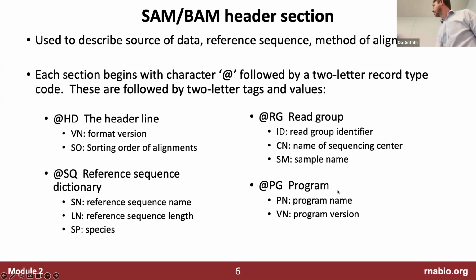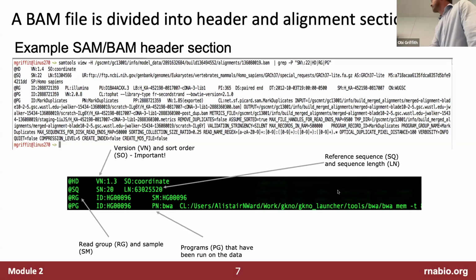And then finally, there's the program information. It might tell you which aligner was run and which version, which could be really important, right? Was this run with STAR or HISAT, or was it run with a DNA aligner? And actually you want to rerun it, knowing that with an RNA aligner. So that's the header section. This is just another example of what it could look like. Here it's telling you this is version 1.3 and it was coordinate sorted, and there are sequence names. So this is chromosome 20 and it's this long, and there's other information about the read group.